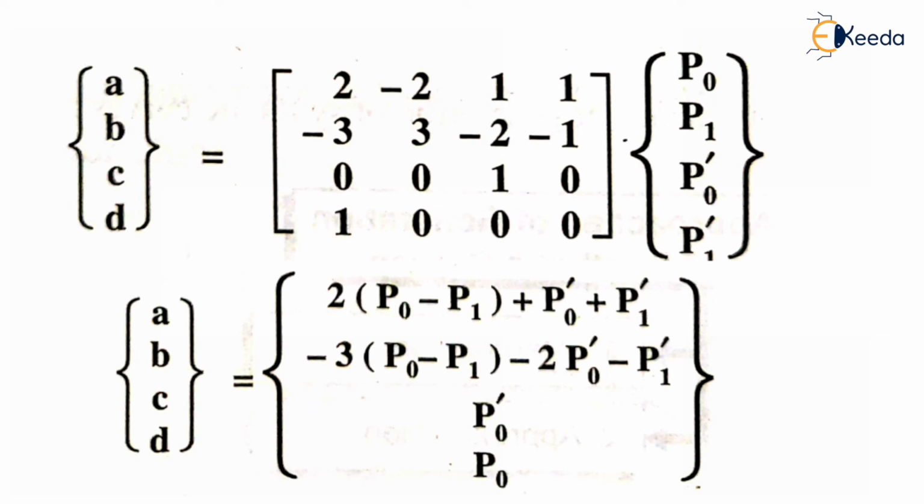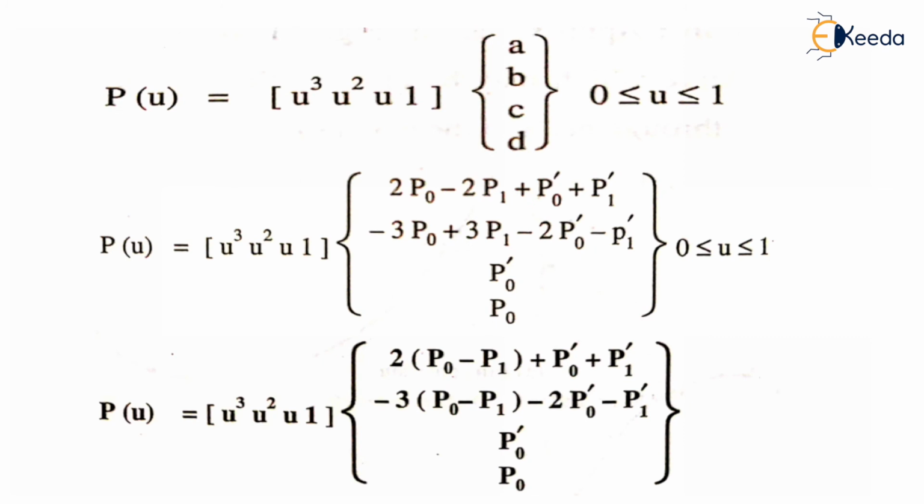When we multiply this, we get: 2 into P naught minus P1 plus P naught dash plus P1 dash; minus 3 into P naught minus P1 minus 2 P naught dash minus P1 dash; P naught dash; P naught. So these are the equations for our new matrix [a b c d].